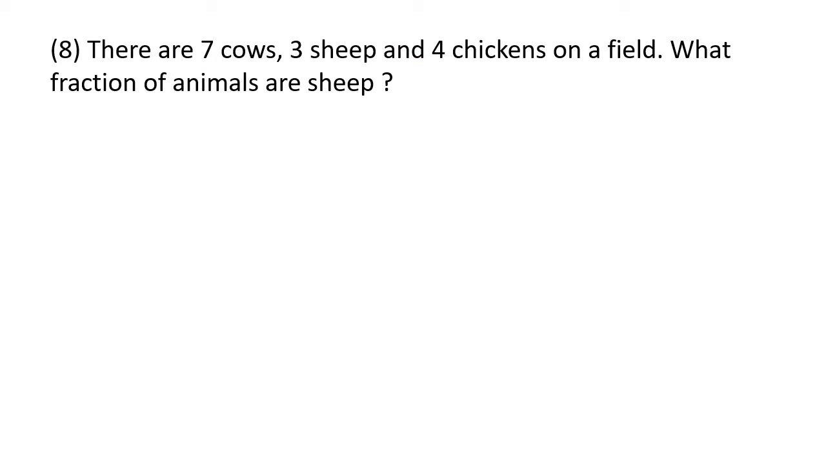Let's do question number 8. This is a little bit different type. It says there are 7 cows, 3 sheep and 4 chickens on a field. What fraction of animals are sheep? So first of all, to find out the total number of animals. So let's find out the total number of animals. That is 7 cows, 3 sheep, 4 chickens, right? So 7 plus 3, 10, 10 plus 4, 14 animals.